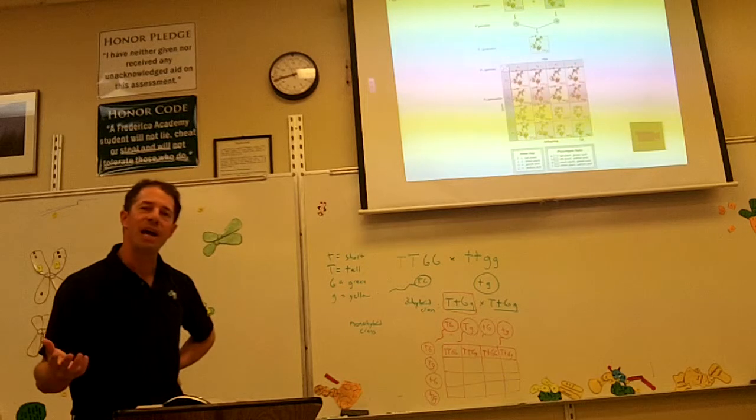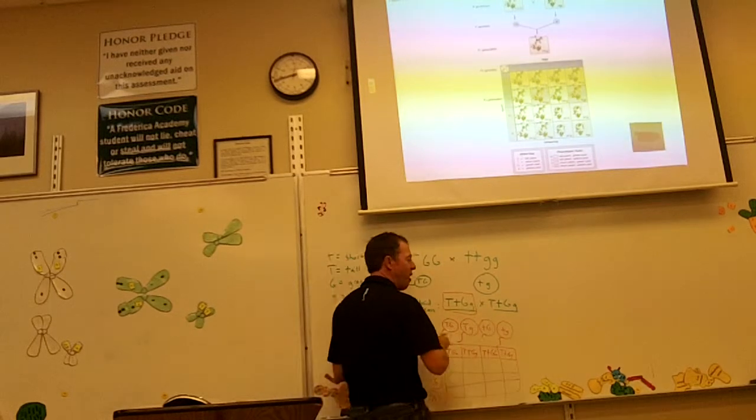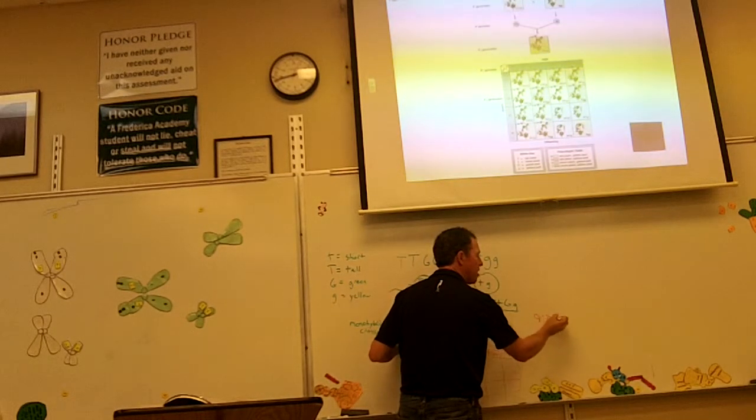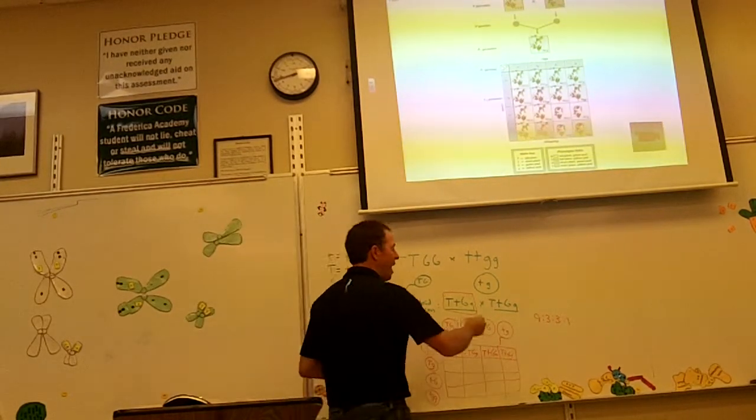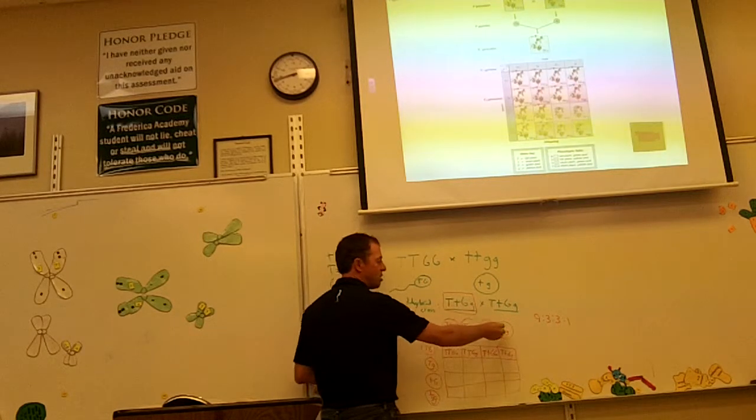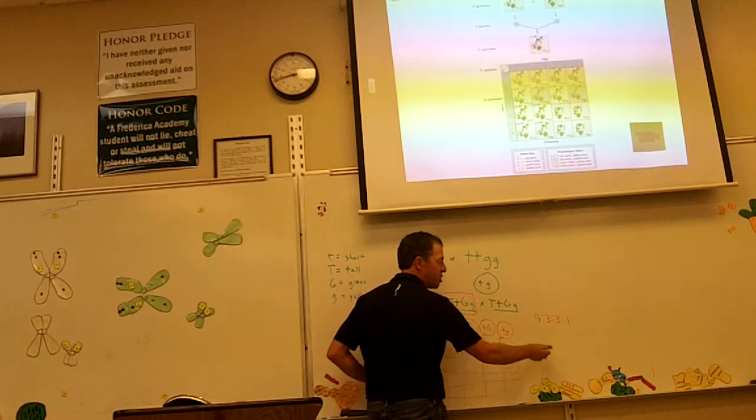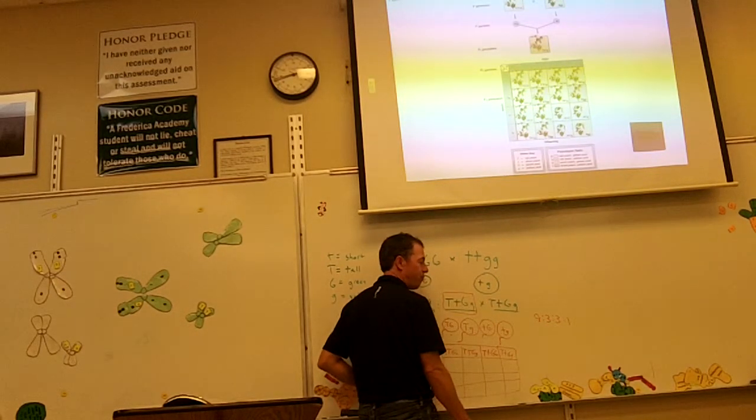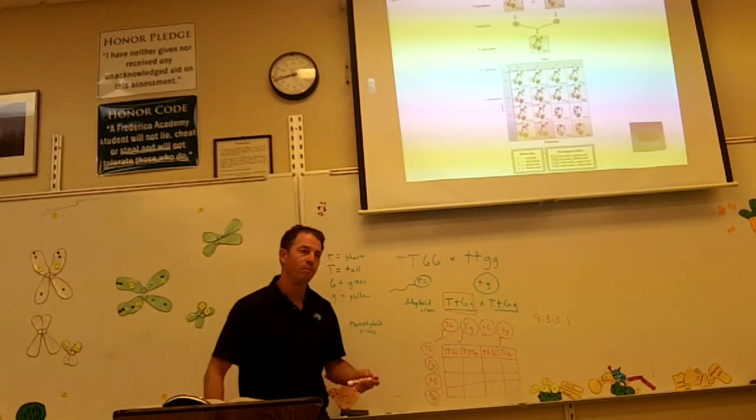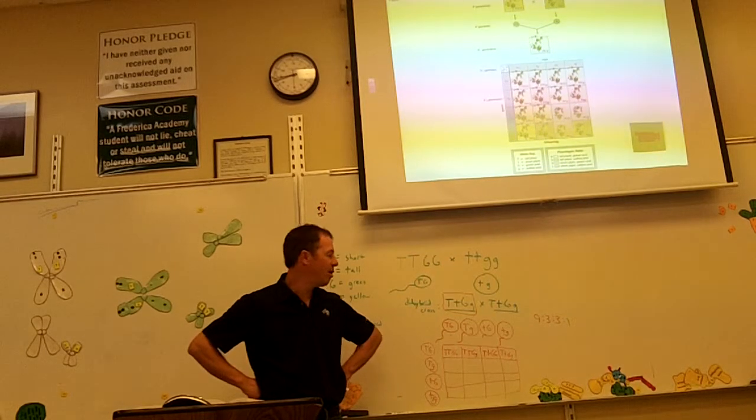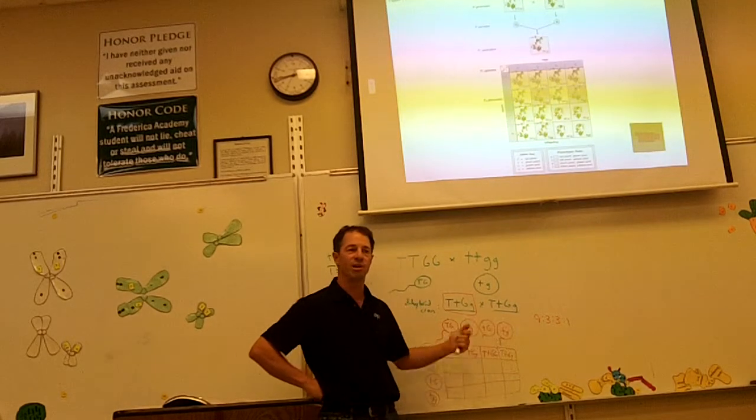This is something you can just go ahead and memorize. In a dihybrid cross, you always get a 9 to 3 to 3 to 1 ratio. 9 of the 2 dominant traits, tall and green. 1 of the completely recessive traits, short and yellow. And 3 tall yellows and 3 short greens. You don't ever have to do this cross. If you remember, it's going to be a 9 to 3 to 3 to 1 ratio in a dihybrid cross.